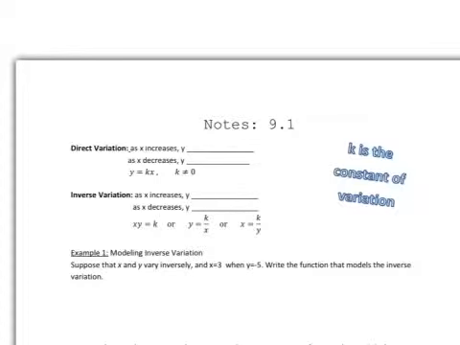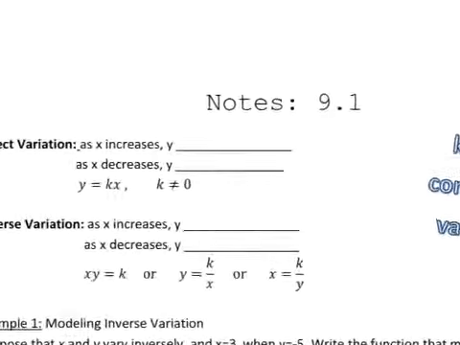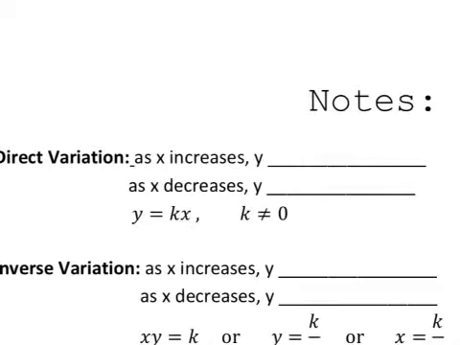In direct variation, what happens to Y as X increases? Direct means they do the same thing. So as X increases, Y increases as well. Okay, so as X increases, Y increases. As X decreases, what do you think Y is going to do? Yes, they both go down.